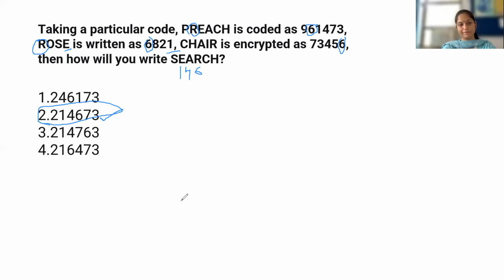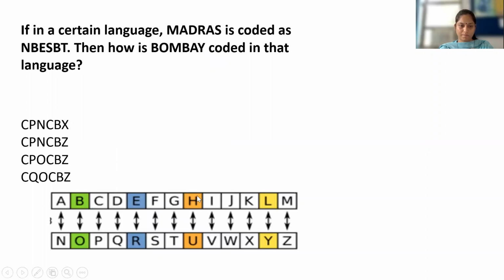Moving further. If in a certain language, Madras is coded as NBESBT, then how is Bombay coded in that language? Now let's see how we can break this. There is a simple pattern which I can see. M to N is +1. A here, B here, if you see the chart, it's again +1. D here, E here, again +1. R, S, again +1. So it's very simple. The pattern followed is +1.